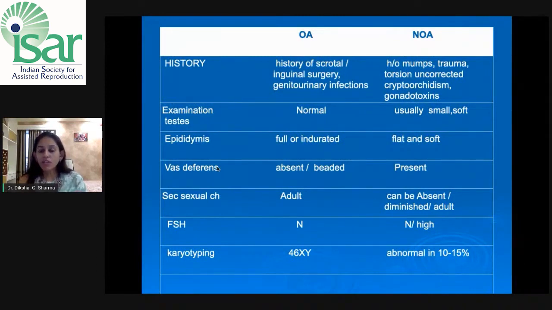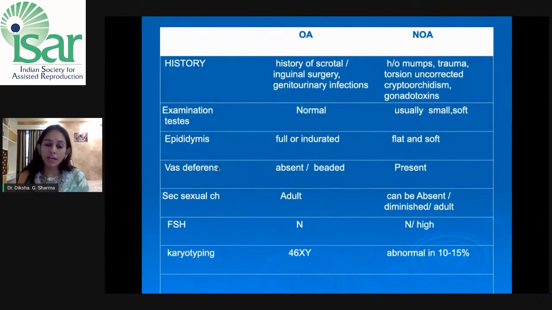Another nice table helps us to differentiate and recapitulates obstructive and non-obstructive azoospermia. The indication will start from the history itself. In obstructive, there might be a history of scrotal or inguinal surgery, or any infections. In non-obstructive azoospermia, any history of mumps, trauma, torsion, uncorrected cryptorchidism as a child, gonadotoxin exposures, chemotherapy, or radiotherapy always signifies a non-obstructive etiology. On examination, the testis size will be normal in obstructive. In non-obstructive, usually it will be a small and soft testis.